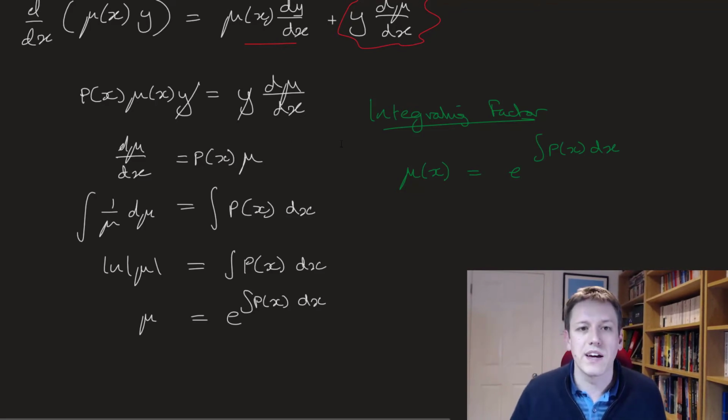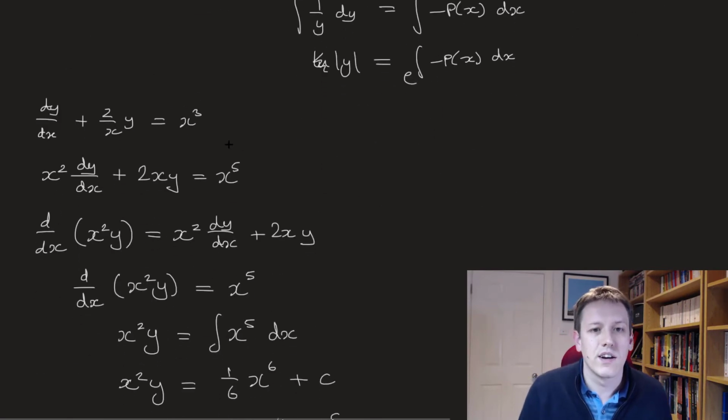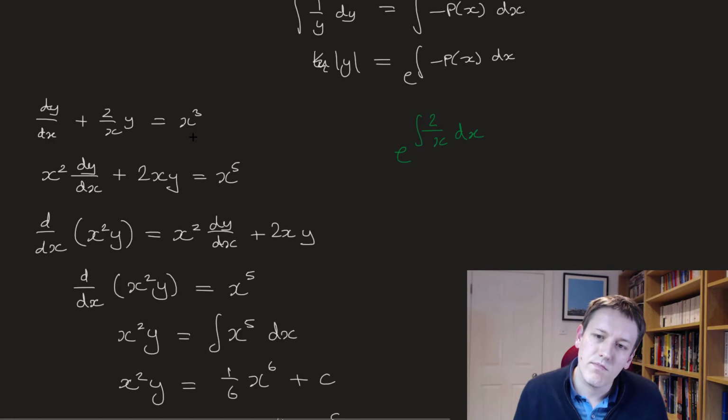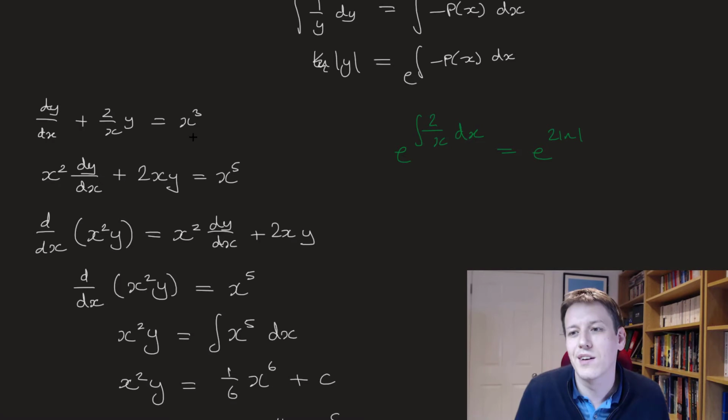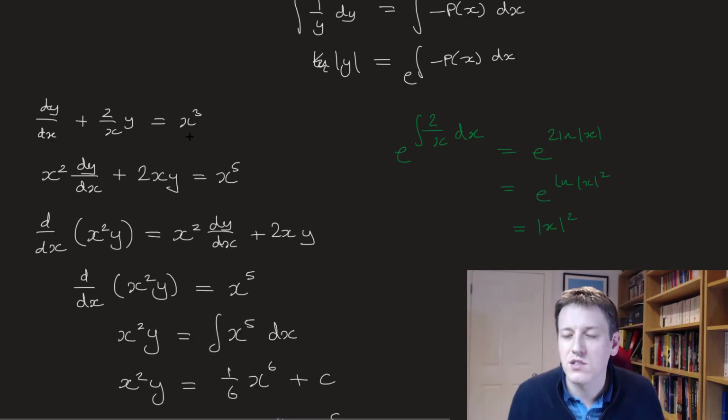And in fact, if we go back to the very first example where I just picked x squared out of the hat, if I try to apply that to this one, I would have to do e to the integral of the p of x, which in this one is 2 over x dx, and so I'm going to get e to the 2 log mod x here, which is e to the log of mod x squared, which is just mod x squared.